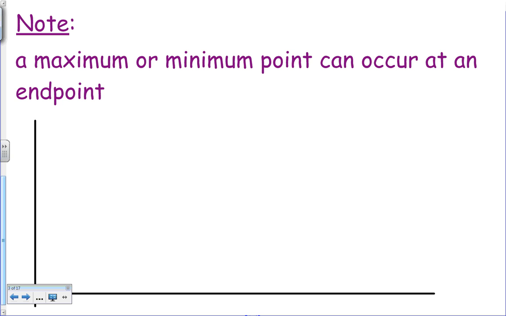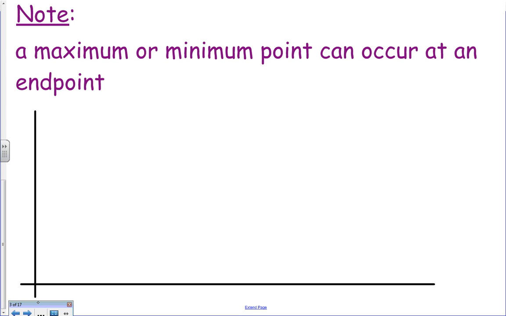Actually, one note here before we do that. A maximum or minimum point can occur at an endpoint. So as you work through these problems, be careful with those endpoints. We just saw with critical points that your function becomes undefined there, and it turns out that you can also have a maximum or a minimum at an endpoint. All right, so let's take a look at a sketch here of an example. And we'll just do something simple like this.